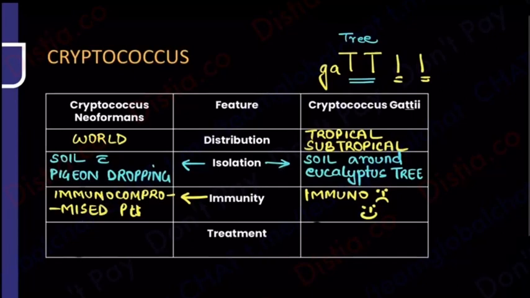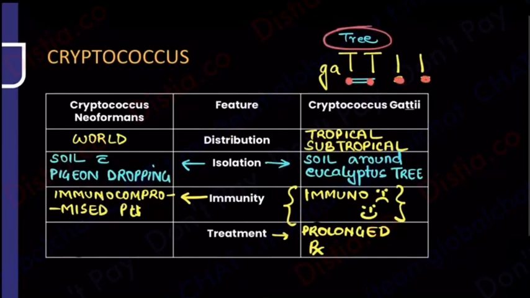Talking about the treatment, which of them is easier to treat? Because gattii is happening in immunocompetent and compromised patients, this is the one that is going to have a more prolonged treatment, because this seems to be doing more harm, as it can happen even in people with normal immunity. So that is the one that is going to require a prolonged treatment. So my simple way of learning gattii was the mnemonic gattii. The T and T tell me tropical and subtropical, I and I tell me immunocompetent and immunocompromised, and T is telling me the trees, the eucalyptus tree, and Cryptococcus neoformans is going to be around the soil with the pigeon droppings.